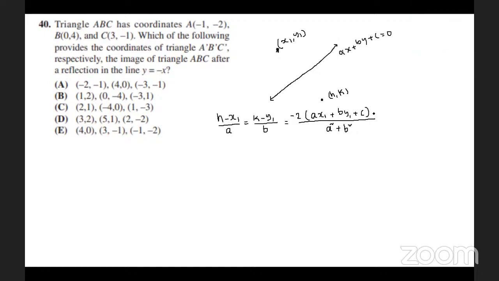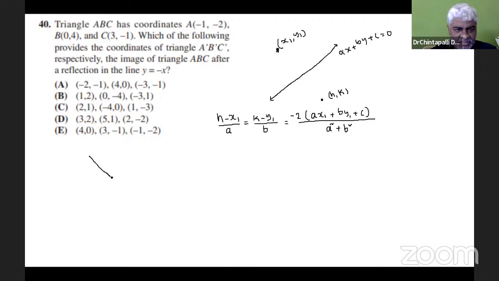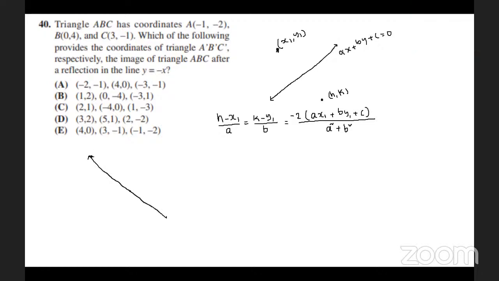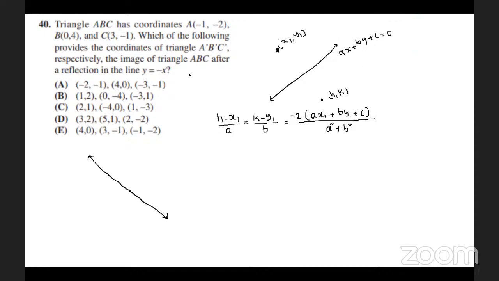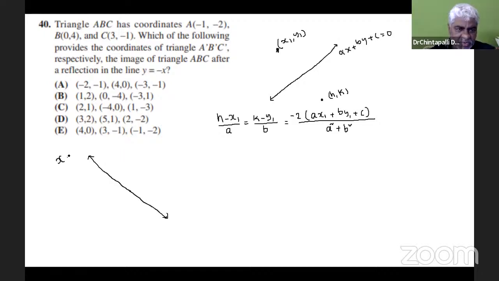Yes, sir. In this problem, what is the equation of the line? y equals -x. Right. Convert this into ax plus by plus c is equal to 0 format. Convert it. Minus x will become plus x, right? Yes, sir. Equation of this line is x plus y is equal to 0.